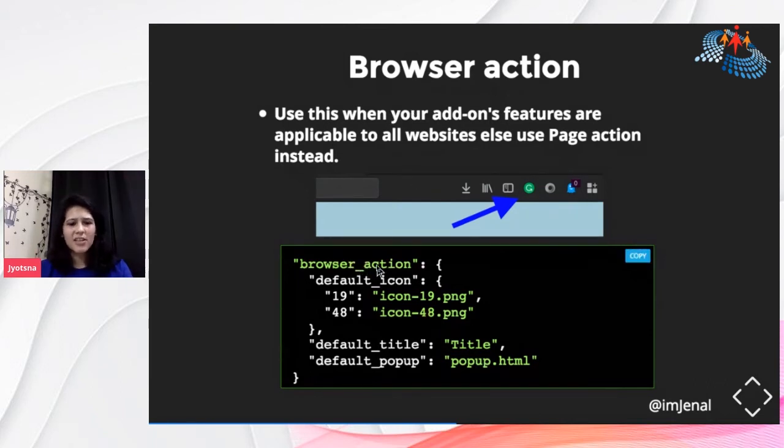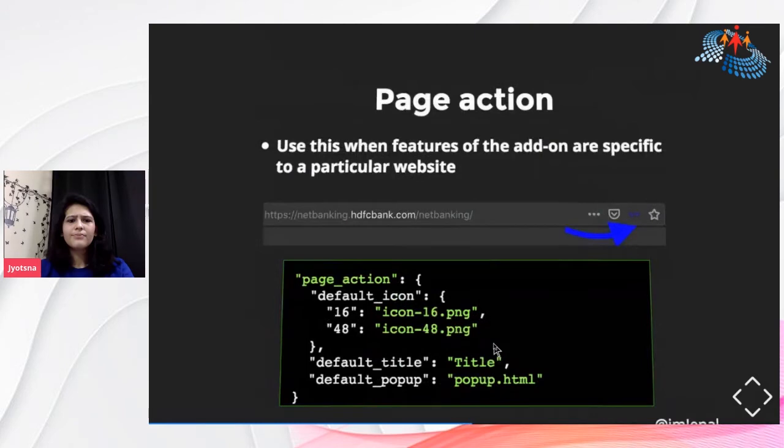You are providing the browser action key. You're providing the default icon, which will be shown on the toolbar. You're providing the default title, and you are providing the popup.html. So if you click on the Grammarly icon, you will see a small pop-up, which is actually an HTML page, a small subset of a web page. Exactly, a pop-up is something we know, and it will give the title. Whenever you hover over the icon, whatever default title you provided will be shown on the browser action icon.